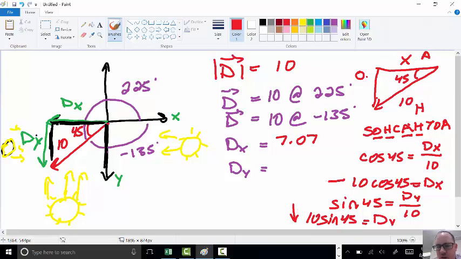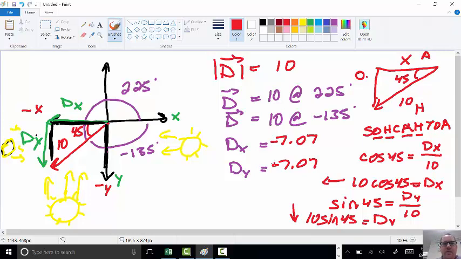But I want to be real careful here because this is pointed down and this one here is pointed to the left. So we actually have to be careful. We can put the 7.07, but since this is over here in the negative x-axis and this is over here in the negative y-axis, these have to be negatives. And so those components are both negative because they go left and down, and those are opposite to the positive axes on the coordinate system.